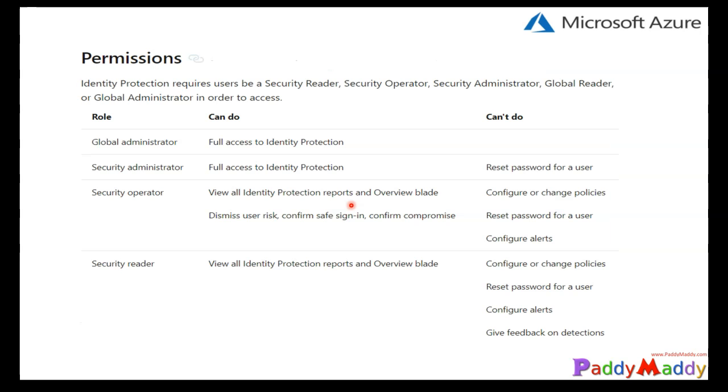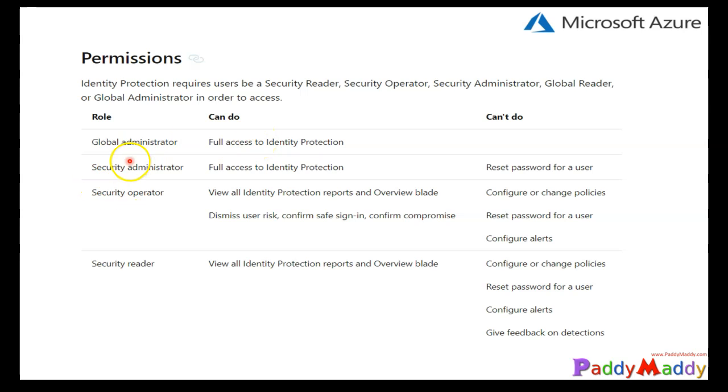To configure this, the next two slides are from the direct Microsoft documentation. You can refer to the documentation. If you are trying to work with identity protection, then you need at least these roles: global admin permission, or security admin, or security operator, or security reader, so that all the respective actions can be done.